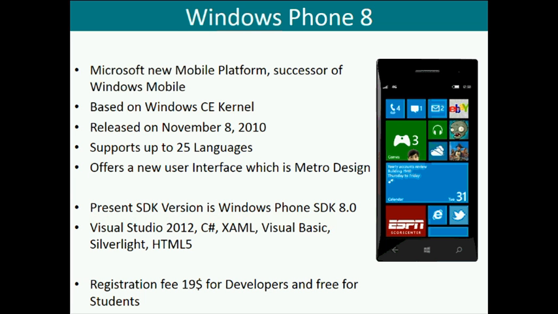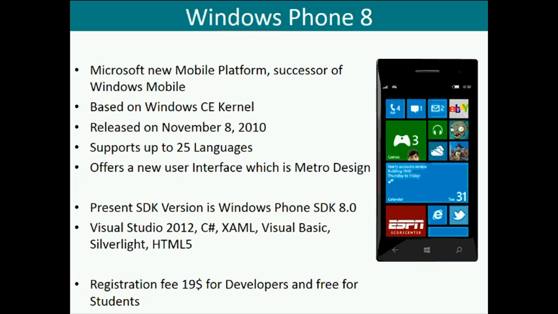The design is completely new for the mobile world, which they term as Metro design, a modern UI design. And the current version of the Windows Phone SDK is 8.2, where we are expecting another release in a couple of months, which is Windows Phone SDK 8.1, which is going to have many more latest APIs and stuff which has been missing in the current SDK.